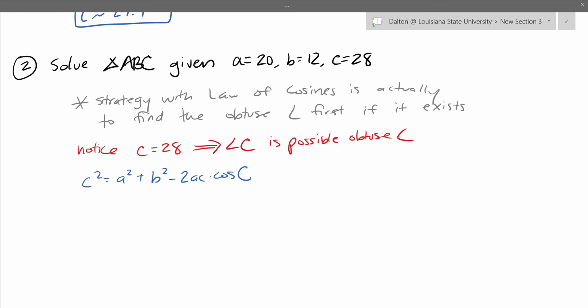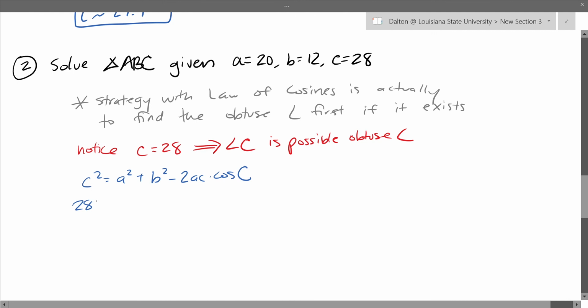So let's substitute what we know. C squared, we know that's going to be 28 squared is equal to 20 squared plus 12 squared minus 2AC, oh, that should be B. I apologize. Minus 2AB. Okay, so it's going to be minus 2 times 20 times 12 times the cosine of C. And then let's go ahead and simplify this.